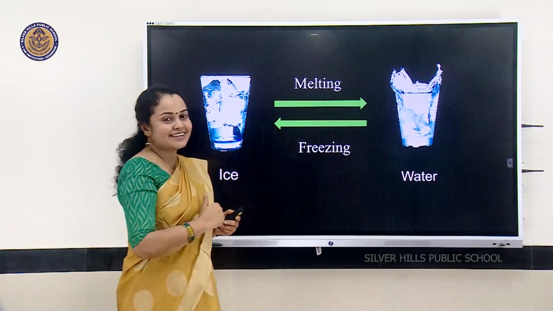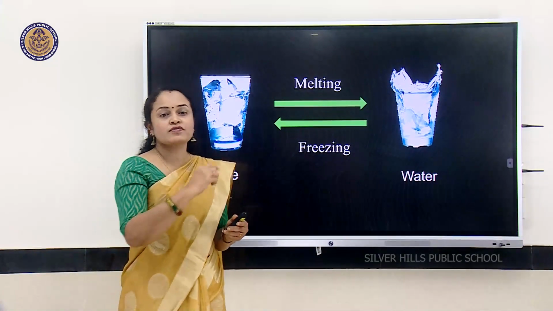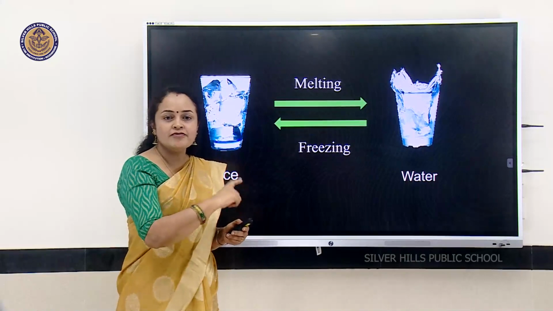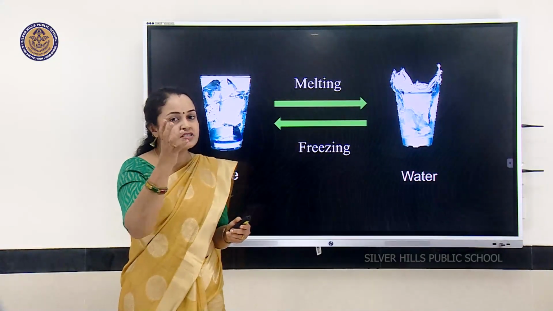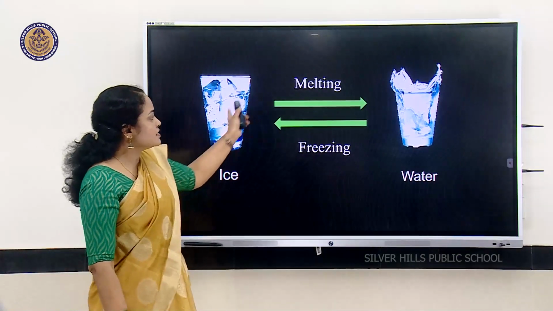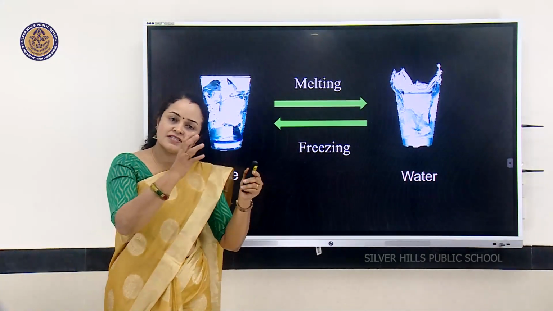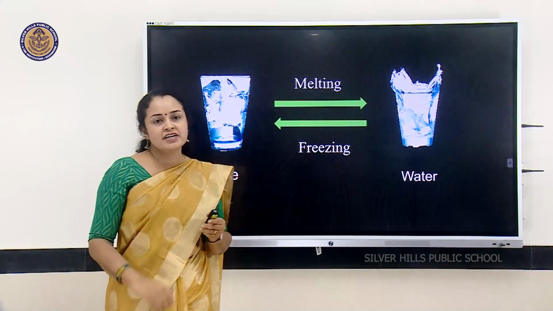What is happening here? That is what we are going to learn next: the conversion of the state of matter from one form to another, and what the names of such processes are. Here, as I told you, ice is getting converted into water. If you keep the ice in the freezer itself, will it get converted to water?